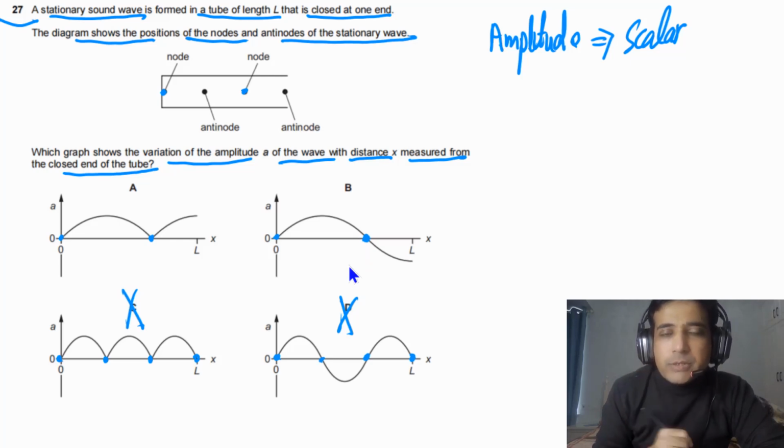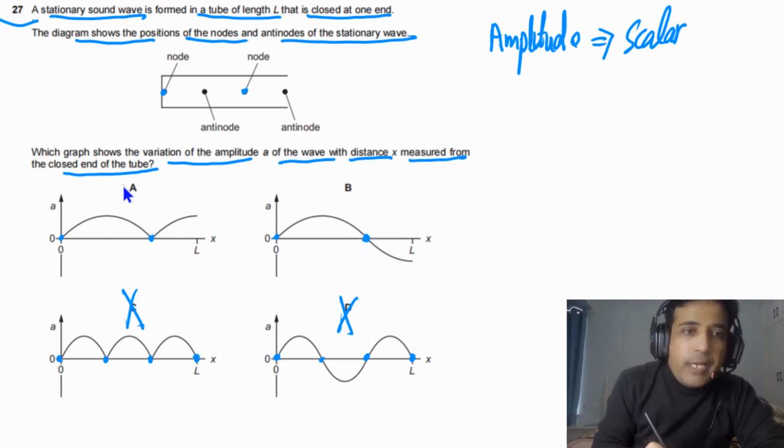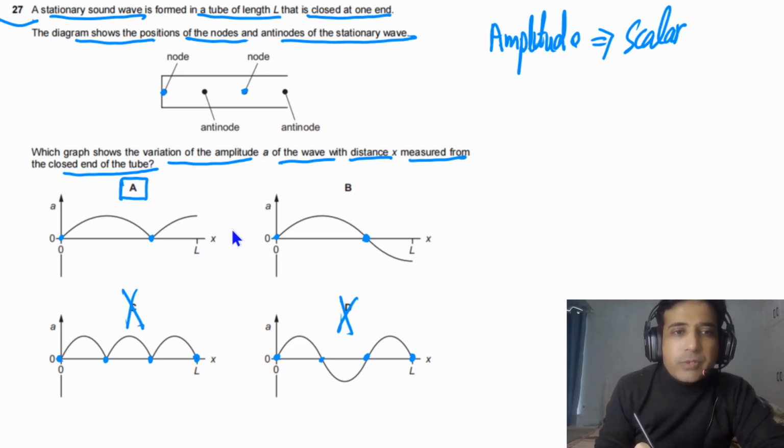But now we need to understand amplitude is a scalar, so it cannot be negative. The amplitude is the maximum size of displacement, so it just tells us the size, and size cannot be negative. So the answer for this one is A.